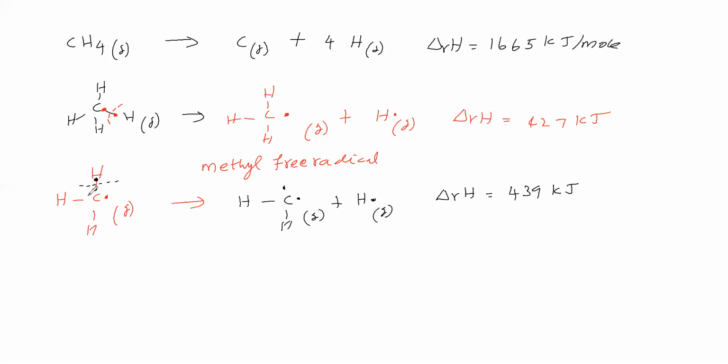Now here we are breaking a CH bond for homolytic cleavage, and here also we have taken a CH bond for homolytic cleavage. But what is the amount of heat involved? You see here 427, here 439. The amount of heat involved is different. Why is it different in these two cases?